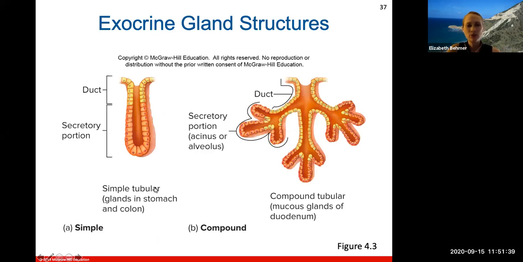Here's a simple tubular gland in the stomach and colon, just a secretory portion where it'll secrete whatever it's making, and a duct that it'll flow through. And this is a compound tubular gland where there's different secretory portions. I don't think there's many detailed questions about types of glands on your lecture exam, but you should know the difference between an exocrine gland that has a duct, like shown in these different pictures, and an endocrine gland, which does not have ducts.